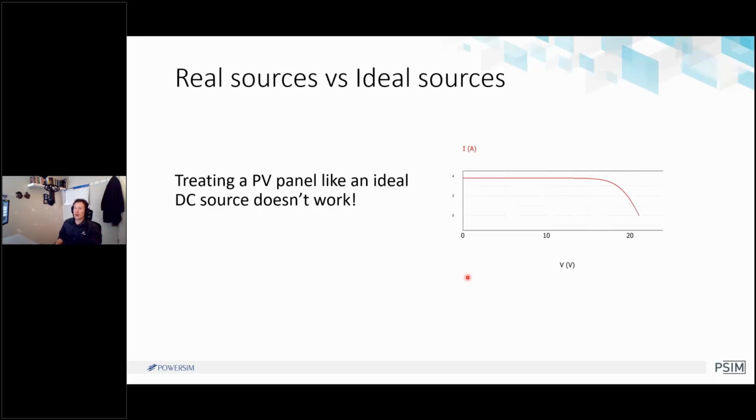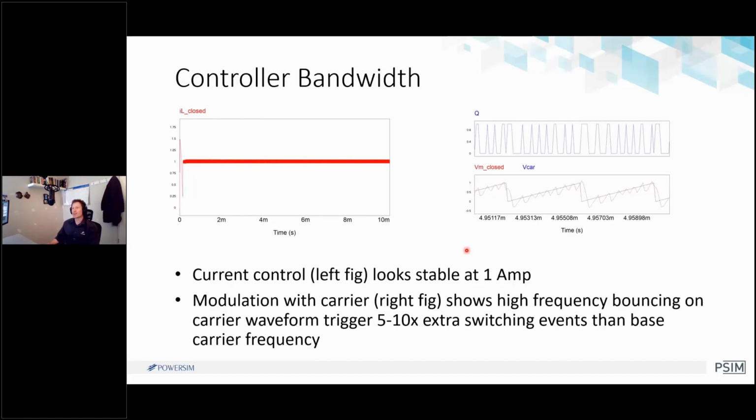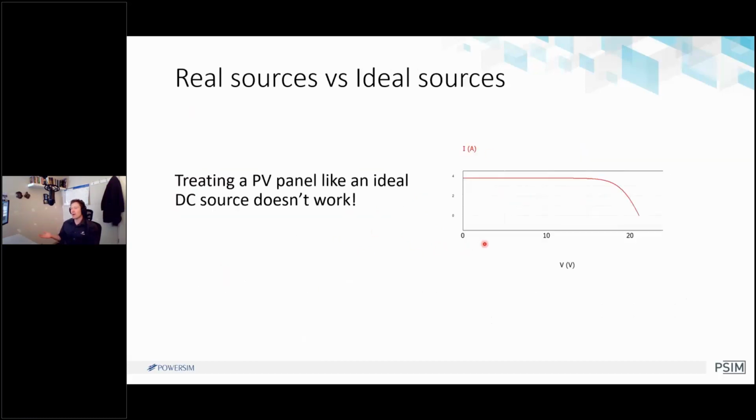And another quick look here at a PV panel. With a PV panel, we can see the relationship here between the voltage and current. It can very happily supply 4 amps, and there's a maximum power point here. We can happily supply 4 amps until about 11 or 12 volts, but then it falls off a cliff. So trying to use an ideal DC source to model this is not really going to work. You can use an ideal DC source to kind of get a feel for things, but treating a PV panel like an ideal DC source is going to lead to failures. And a PV panel is just one thing.